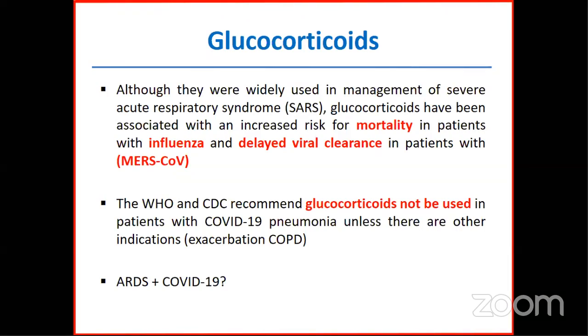Unfortunately, with SARS and influenza, we have very bad experience with glucocorticoids. Those medications will increase the viral load and delay the viral clearance. So we think that we should not use them with COVID-19 patients. WHO and CDC recommend that glucocorticoids should not be used as usual management of COVID-19 and pneumonia.